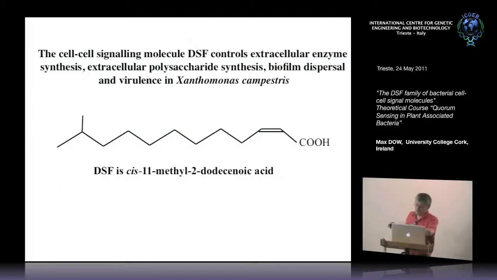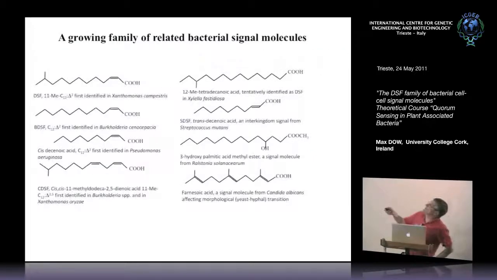So basically, in the last minutes here, I started off talking about this cis-DSF. I've now told you that we've got a growing family of related bacterial signal molecules. And of course, this family are all down here. We have other members, SDSF, which perhaps wouldn't necessarily be associated with this simply because it doesn't have this cis bond here. We have related molecules from other bacteria.